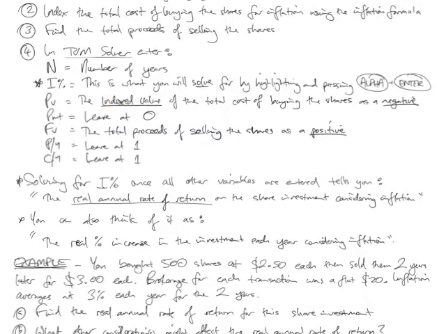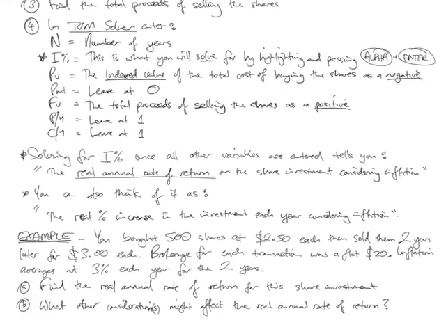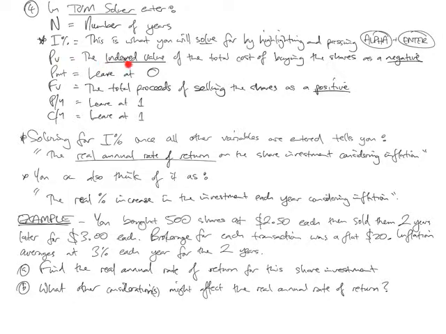Enter PV. PV is the indexed value of the total cost of buying the shares, but you need to leave it as a negative. So the number that you get from step one, after you index it in step two, that is what you put into PV on the TVM Solver on the graphics calculator, but you enter it as a negative. PMT, leave that at 0. FV, which stands for final value, you put in the total proceeds of selling the shares, which you got in step 3. P/Y and C/Y, you both leave at 1.